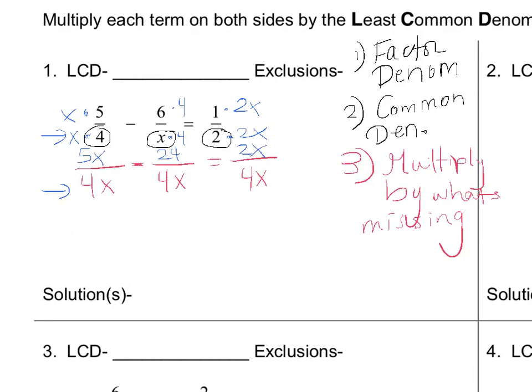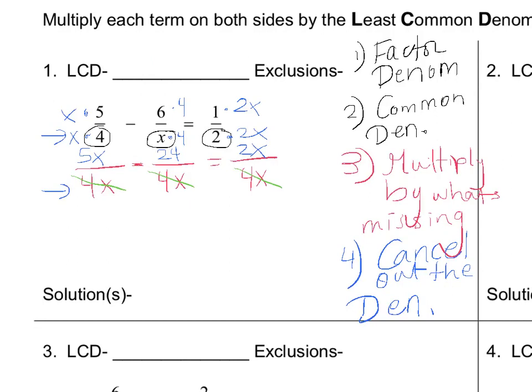Now once you're done with that, and once you have a common denominator, what you can do, number 4, is you can cancel out the denominator. You can do that because you have an equal sign. You can only do that because you have an equal sign. So the 4x cancel out. And remember, you can only do that because this is an equation. And then what's going to be left is 5x minus 24 is equal to 2x. See? It's easy.